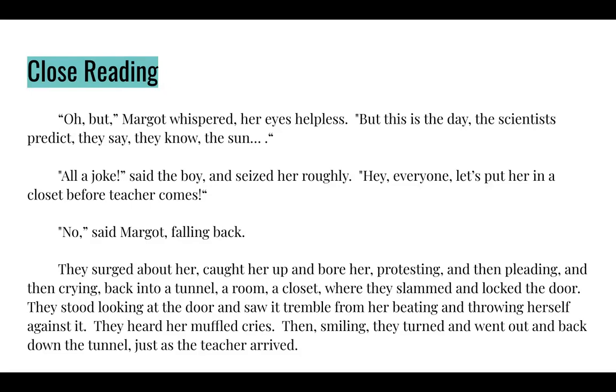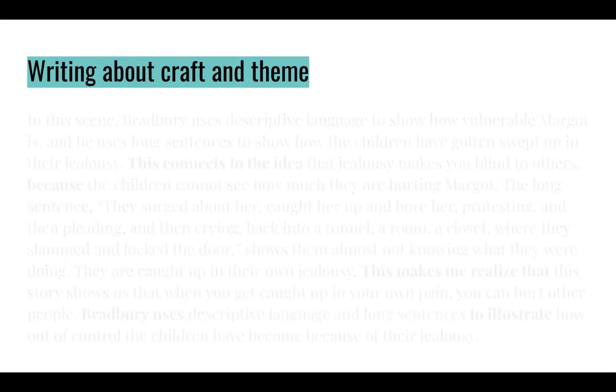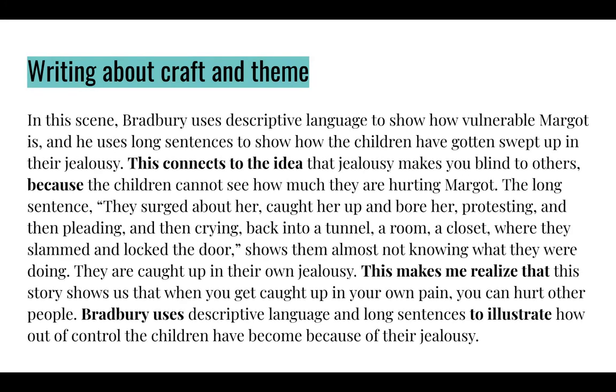And now I want to show you just a sense of how you can try to write about it. This is where I want you to model your own work. Look at this, writing about craft and theme. "In this scene, Bradbury uses descriptive language to show how vulnerable Margot is, and he uses long sentences to show how the children have gotten swept up in their jealousy." So I start with a sentence that tries to get across the couple of things that I noticed just by looking at the passage carefully.